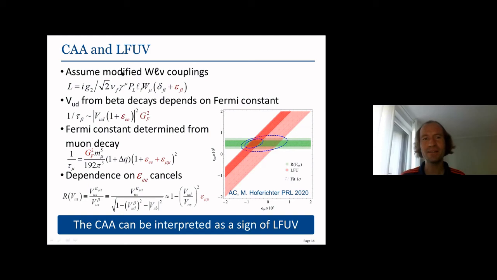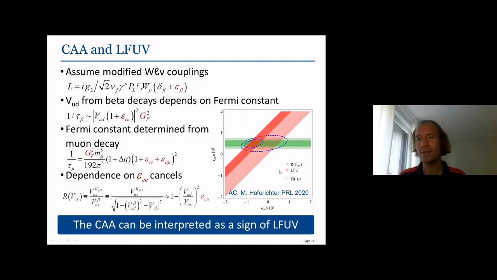Now, here is how this comes in. Let's assume a modified W-lepton-neutrino coupling. Here, this is just the standard model Lagrangian for the W coupling, and here you introduce the small correction epsilon. Now, V_ud from beta decays depends on the Fermi constant and also on this correction to the W vertex. The Fermi constant is determined from muon decay, and it has a dependence on epsilon_ee and epsilon_mu because in muon decay you have, of course, muon and electron. Now, the dependence on the electron correction cancels, and you are left with a dependence on the muon correction, which is even parametrically enhanced by the CKM elements, which gives you a factor of 20. So if you look at V_us from kaon decays versus V_us from beta decays, this is modified by epsilon_mu, and so with non-vanishing values, you can get them into agreement.